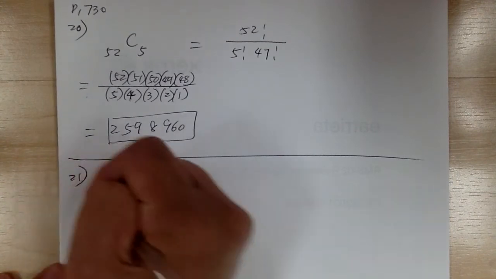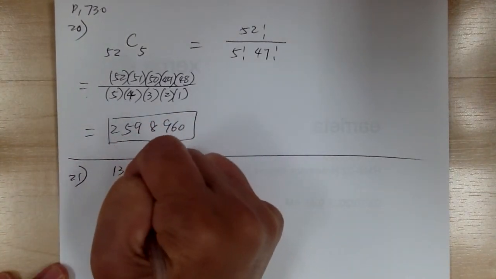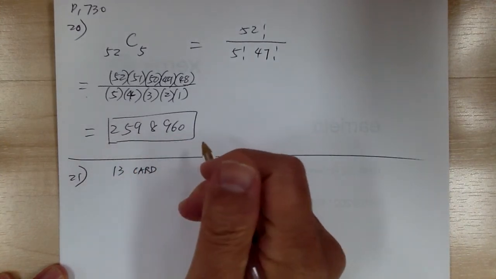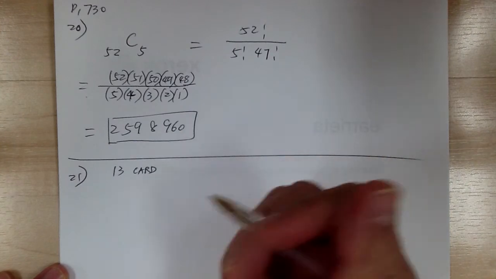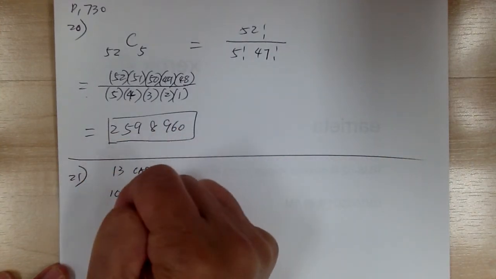Okay, let's go to 21. How many 13 cards? So there are 13 cards. Hands have exactly 10 spades. So when you're doing cards, make sure you account for everything. So you have 13 cards. You want to get 10 spades.